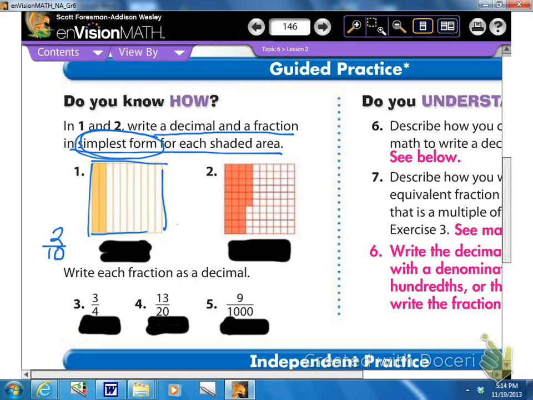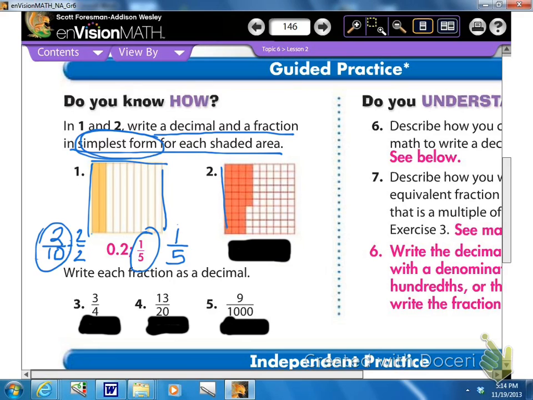Remember to pause me and you try these. So there's a fraction, but is it in simplest form? No. So I would want to divide by the greatest common factor, which would be 2 over 2, and I would get 1/5. Now 1/5 doesn't help me write a decimal. 2/10 does, because my denominator is in tenths. So how would I write 2/10? Well, 2 in the tenths place, and then again, there's my fraction in simplest form.